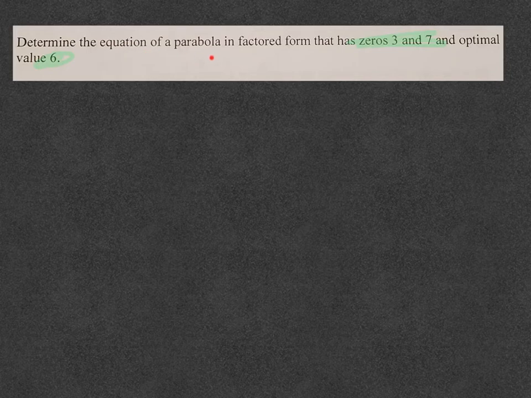Determine the equation of a parabola in factored form that has zeros 3 and 7 and an optimal value of 6. So that would be your maximum or your minimum. So I'm going to figure out what factored form is, how do zeros fit in, and then how does the maximum or minimum fit in as well.